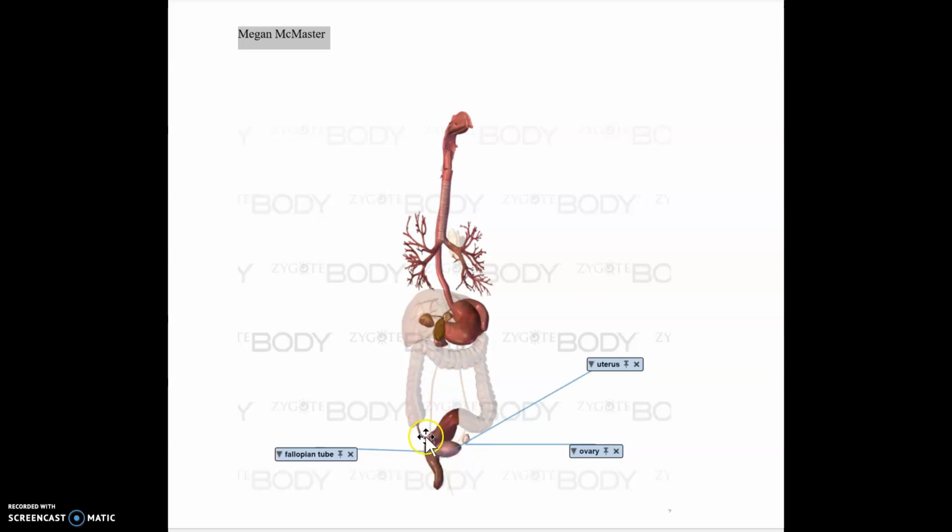Here's the uterus, the ovaries, and the fallopian tubes connecting the ovaries and the uterus. To begin, the uterus is located in the female pelvis between the bladder and rectum. It is held together by ligaments, muscles, and fibrous tissues.